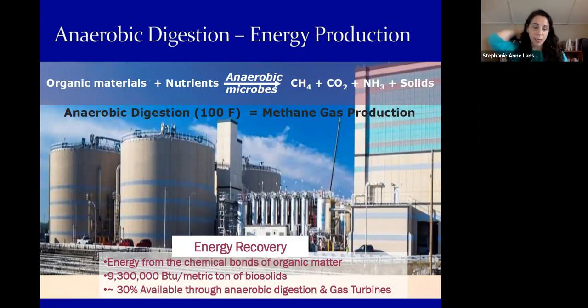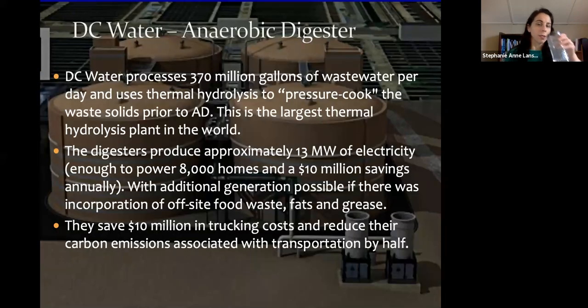And again, the energy is produced. They have about 9 million BTUs per metric ton of biosolids that's produced, and then about 30% of this is actually available and utilized to make energy. They have about a 30% conversion rate. DC processes about 370 million gallons of wastewater, and it is the largest thermal hydrolysis plant in the world. And so they produce approximately 13 megawatts of electricity, which is enough to power 8,000 homes.